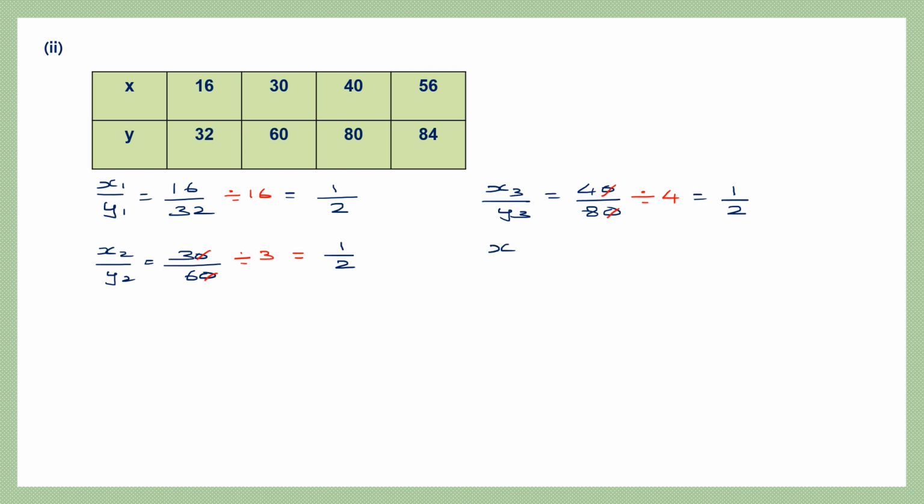Let's take x4 by y4. So here what do we get? 56 by 84. Let's divide both by 7 first and see what we get.